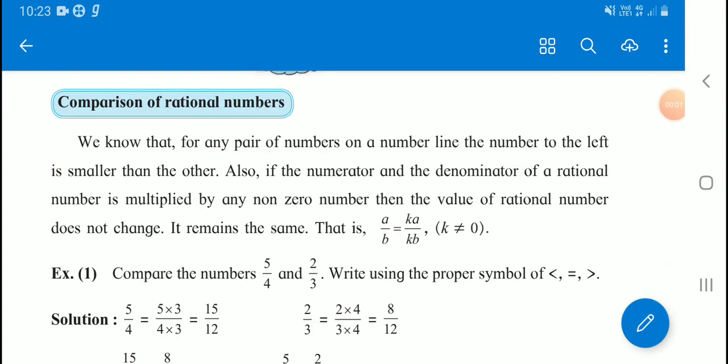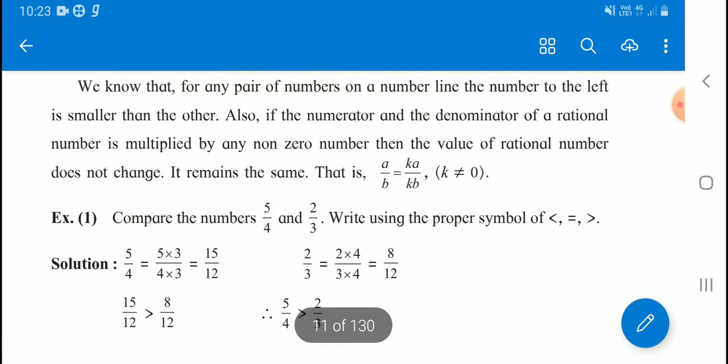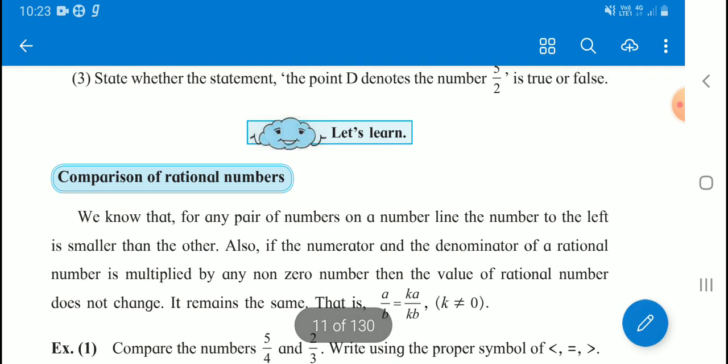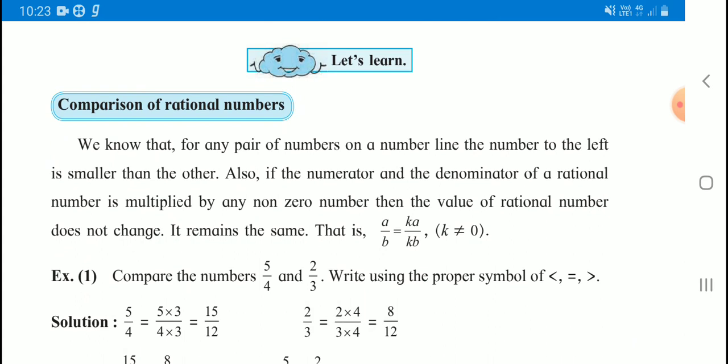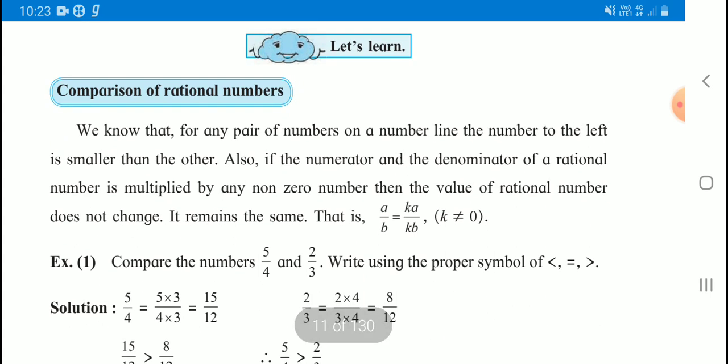Hi students, today we will see comparison of rational numbers. You know that a rational number is in the form p upon q or m upon n, and the denominator should not be 0. If it is in the form m upon n, then the condition is that n should not be 0. We know that for any pair of numbers on a number line, the number to the left is smaller than the other.